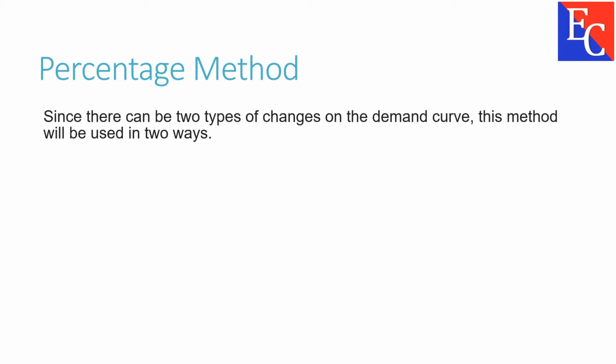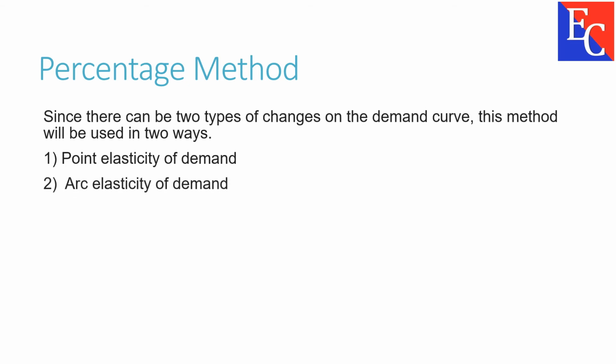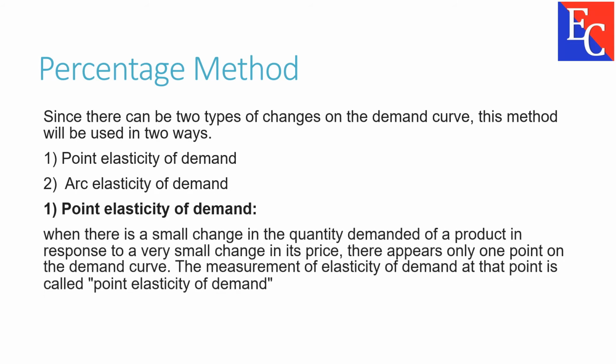Since there can be two types of changes on the demand curve, this method will be used in two ways. Number 1, point elasticity of demand. Number 2, arc elasticity of demand. Point elasticity of demand. When there are small changes in quantity demanded of a product in response to a very small change in its price, there appears only one point on the demand curve. The measurement of elasticity of demand at that point is called the point elasticity of demand.